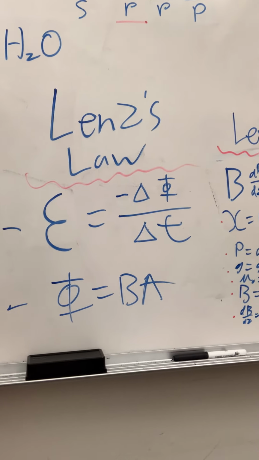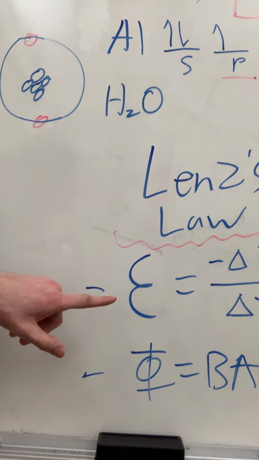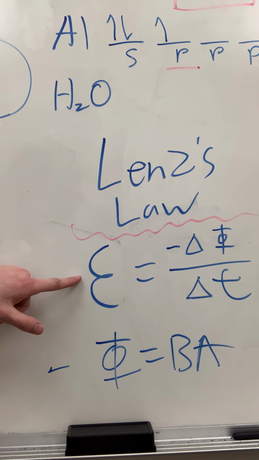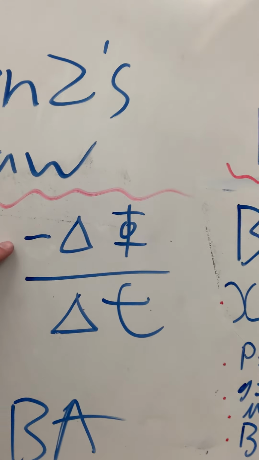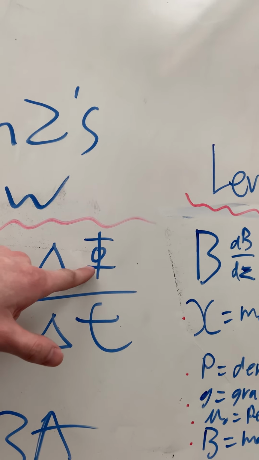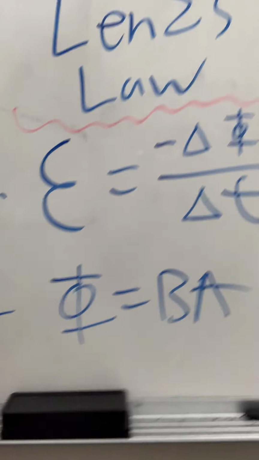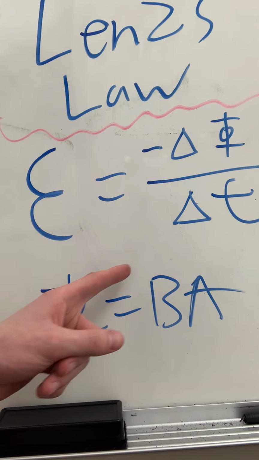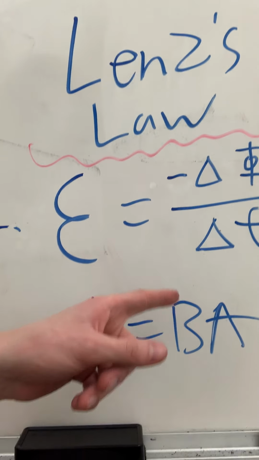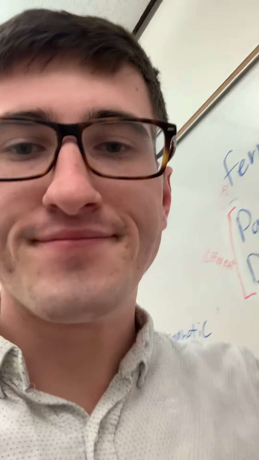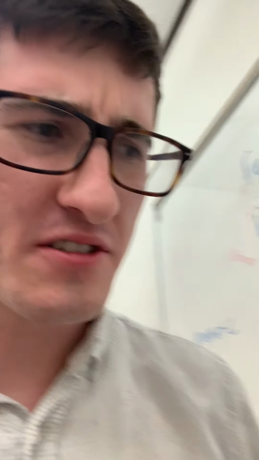So they follow Lenz's law, where the electromotive force, this funky E-looking thing, equals the negative change in flux over change in time. And flux, of course, is the magnetic field times the area of the object you're trying to levitate. And so this is basic magnets, and it's really, really interesting.